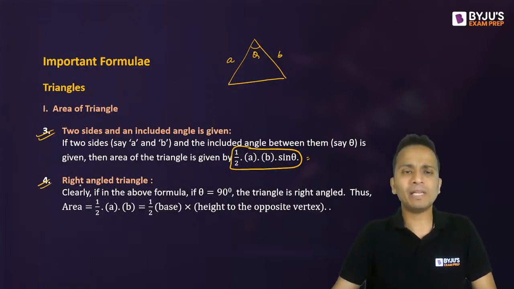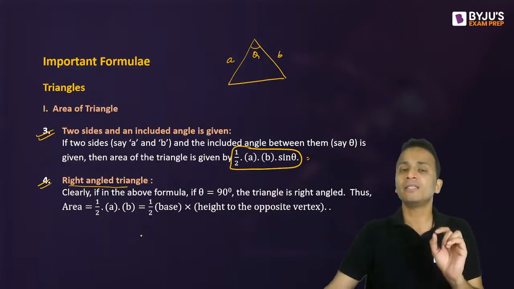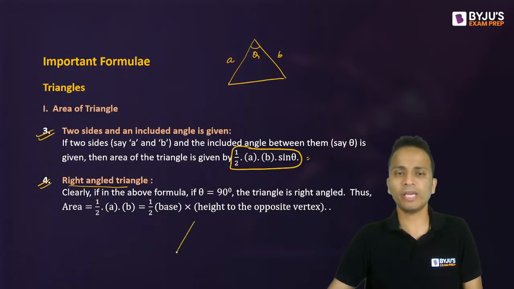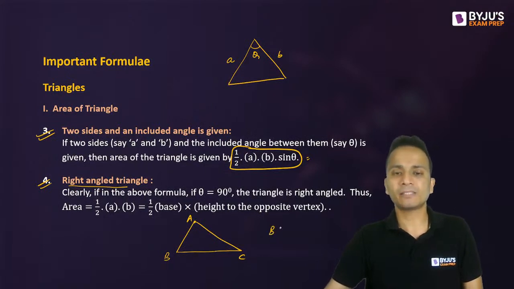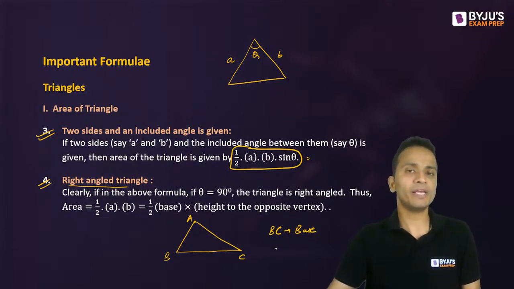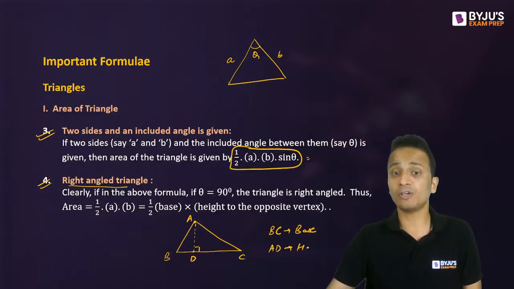Our next formula is applicable for a right angle triangle, or in case in a triangle the base and the height is given. Okay, so I'll take an example. So look at the triangle that I'm drawing at the bottom of the screen. So ABC is a triangle. Now if I consider BC as the base, then the height of this triangle will be the perpendicular drop from vertex A on side BC. So vertex A से BC पर एक perpendicular drop कर दो. Let's say it is meeting at point D. So AD will become the height of this triangle.